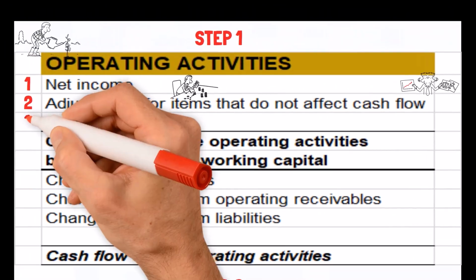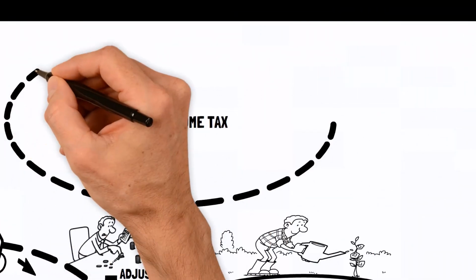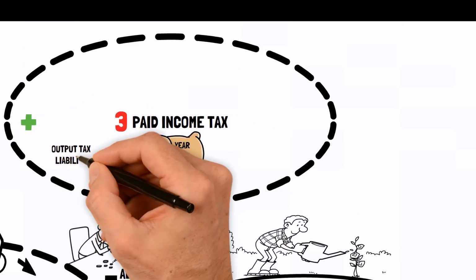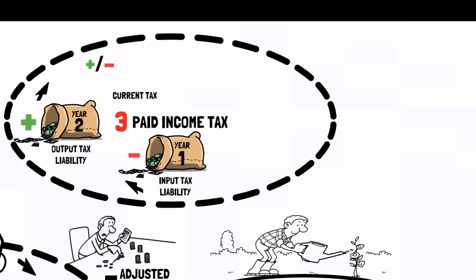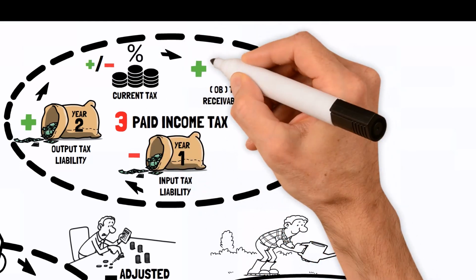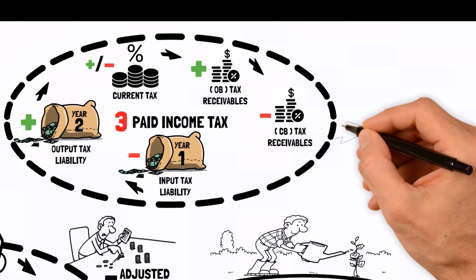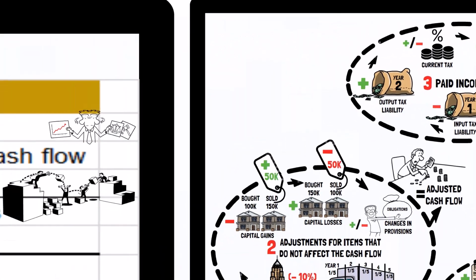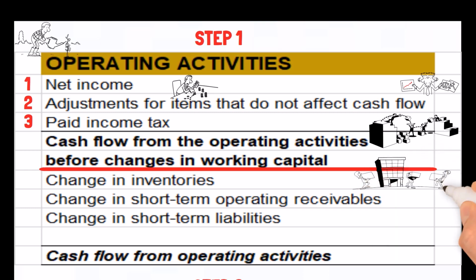The third part of the indirect method is paid income tax. With this part, adjustments are first made by subtracting input tax liability and adding output tax liability. Either add or remove the current tax from the income statement. Finally, add the opening balance OB tax receivables and subtract closing balance CB tax receivables. Only income tax then remains. These 3 parts are then added together and form the cash flow from operating activities before changes in working capital.